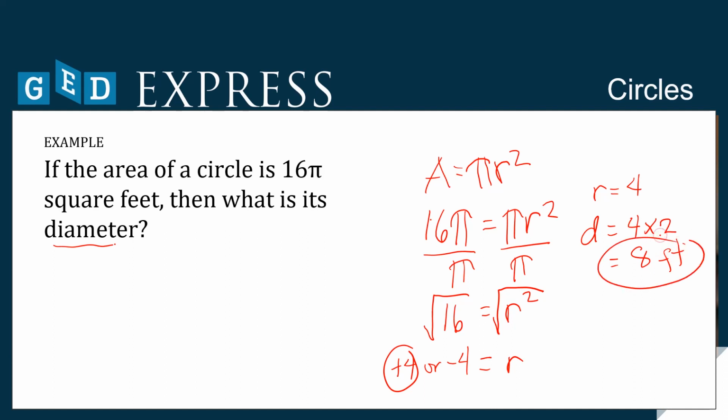So that's how easy it is to find the area and the circumference of a circle.